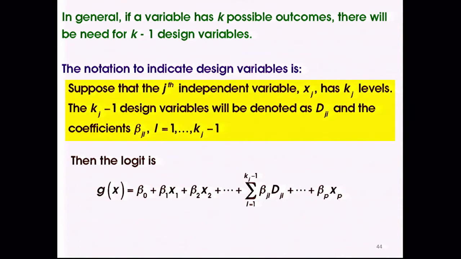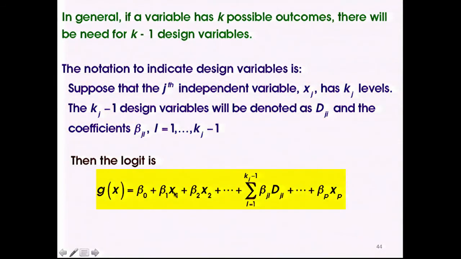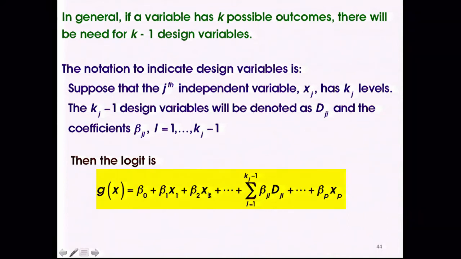The notation we're going to use is this. Say you were building a logit, and you have a variable, say x sub j, that has kj levels. You would need kj minus 1 design variables to model the kj levels, and we're going to denote those with d's for the dummy variables. So we have beta naught plus beta 1 x1, where x1 might be age, plus beta 2 x2, where x2 might be cholesterol. And then you finally get to a variable like perhaps race, and there you're going to have k minus 1 dummy variables that model the k levels of race. All of them get put into the model simultaneously. All of the dummy variables at once.